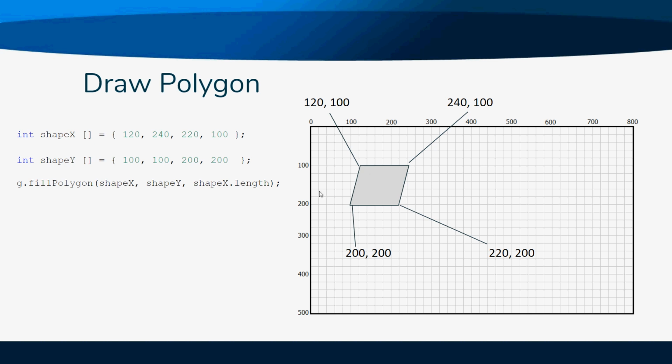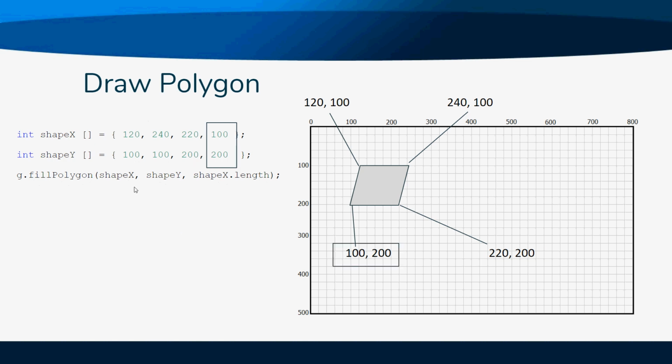All right, so take a look at this. I've got 120, 100, which is this coordinate right here. I've calculated this coordinate, this coordinate, and this coordinate, and I've put all of the x coordinates into this array. I've put all of the y coordinates into this array. So if you look, the x and y coordinates of the first point are the first values. They have to match. Then the x and y coordinates of the second point, the third point, and the fourth point.